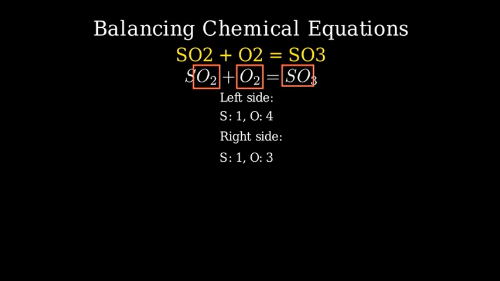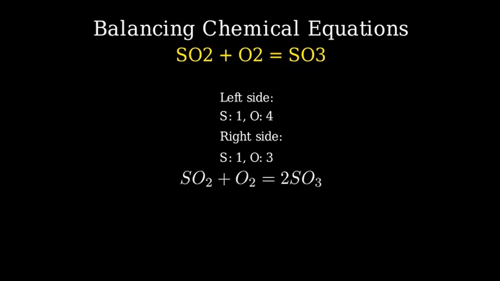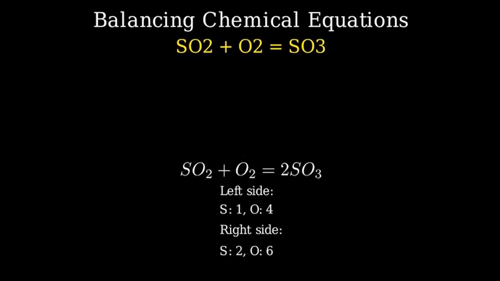To balance the oxygen atoms, we need to add a coefficient of 2 in front of SO3 on the right side of the equation. This will give us 6 oxygen atoms on the right side. Now let's update our atom count. On the left side, we still have 1 sulfur atom and 4 oxygen atoms. On the right side, we now have 2 sulfur atoms and 6 oxygen atoms.